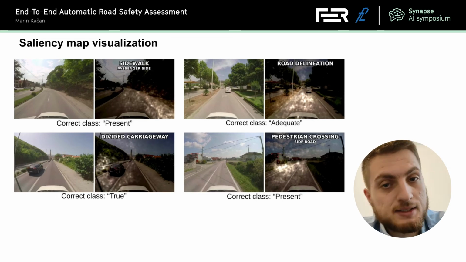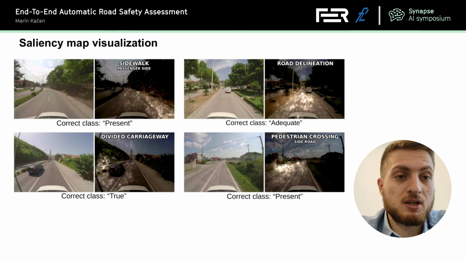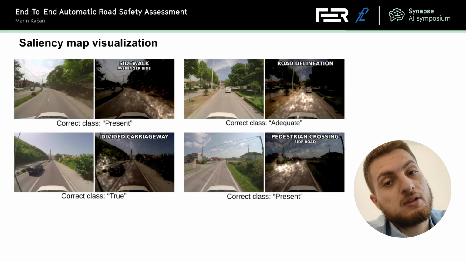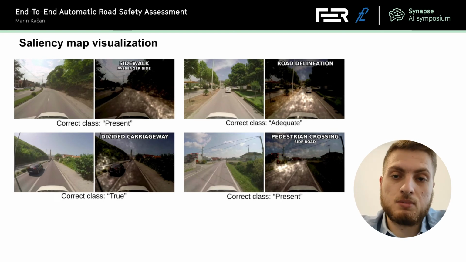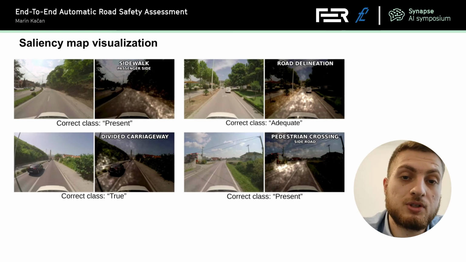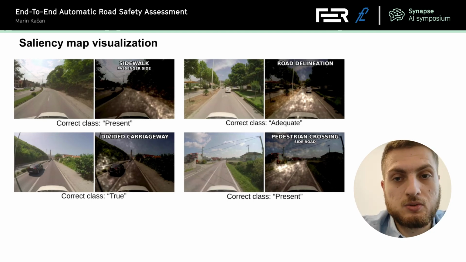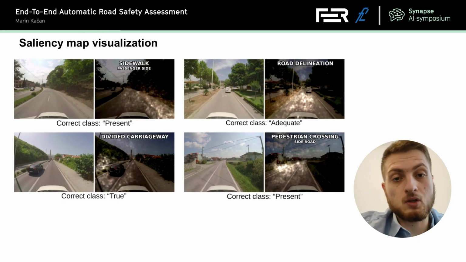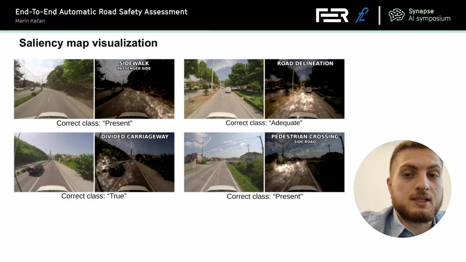We visualize the saliency maps of different attributes on some examples, and in the upper left corner you can see the attribute sidewalk on the passenger side and see that the model focuses on the part of the image where there is a sidewalk. In the upper right image for road delineation, the model focuses on the surface of the road to detect the quality of markings. In the lower left for divided carriageway, the model looks at the physical separator of the two directions of travel. And in the lower right image, the model focused on the pedestrian crossing, which is located on the side road.